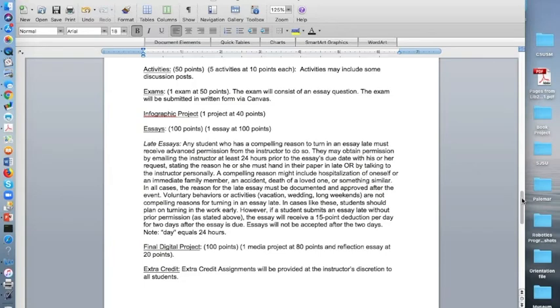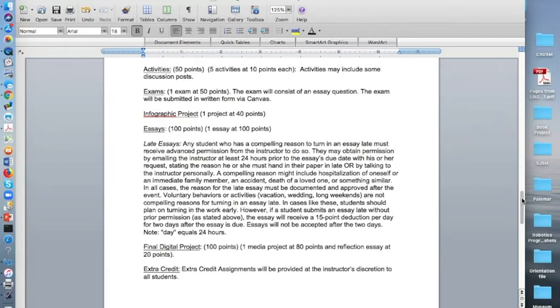However, if a student submits an essay late without prior permission, which is what I just stated above, the essay will receive a 15-point deduction per day for 2 days after the essay is due. Essays will not be accepted after the 2 days. And note, a day equals 24 hours. So if an essay is due on a Sunday night at 11:59 p.m., 1 day would be a Monday night at 11:59 p.m. That's 24 hours.